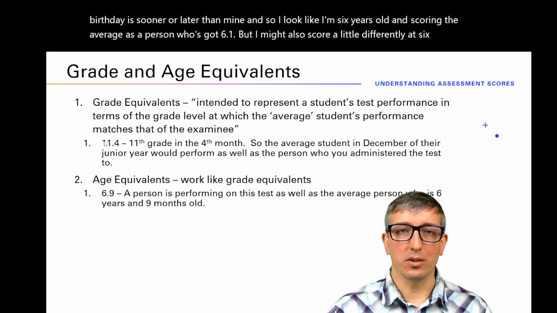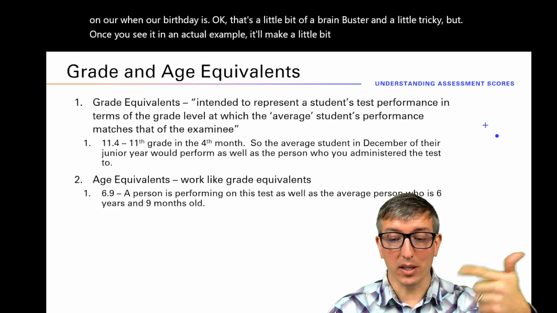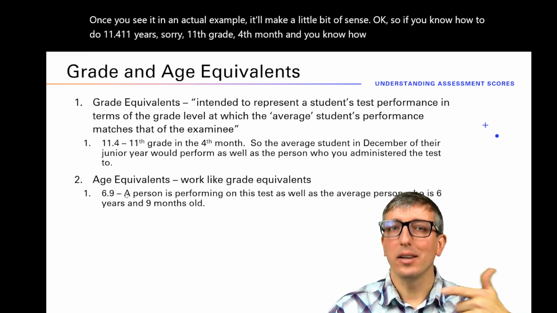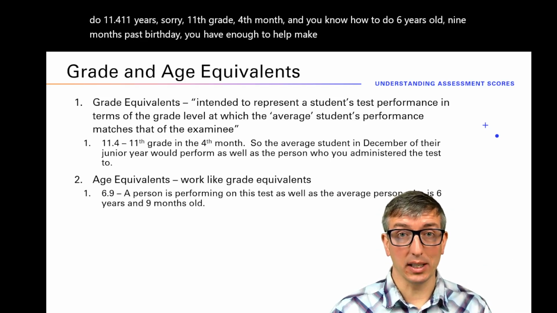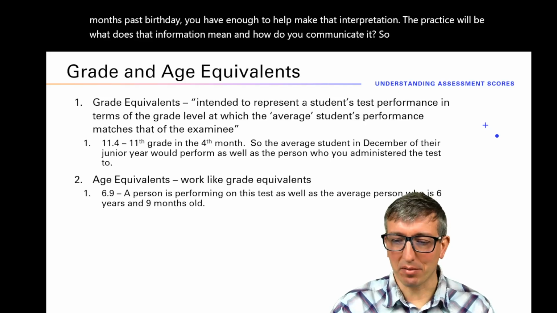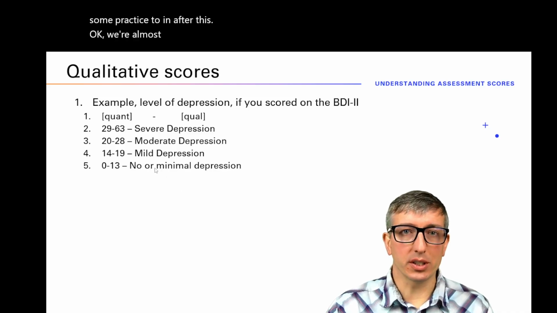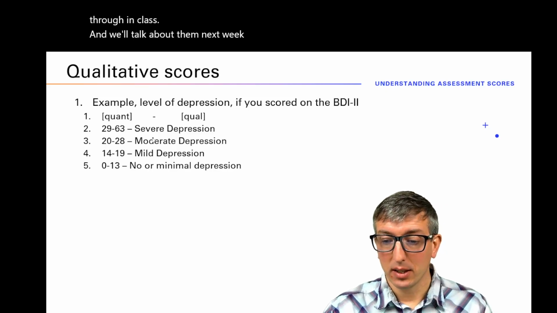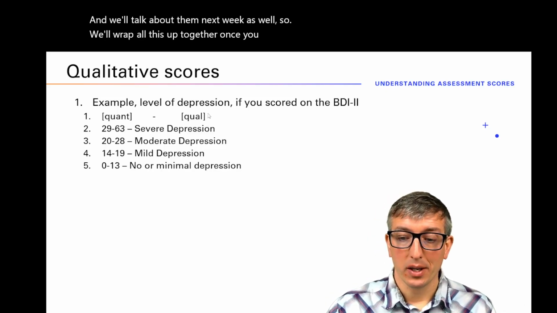So if you know how to do 11.4, 11th grade, 4th month, and you know how to do 6 years old, 9 months past birthday, you have enough to help make that interpretation. The practice will be, what does that information mean and how do you communicate it? So that's what we'll get some practice doing after this. Okay, we're almost done here. And then I'll go through just a couple examples that we'll go through in class and we'll talk about them next week as well. So we'll wrap all this up together once you get some practice with these things.